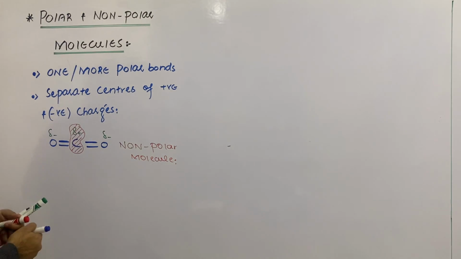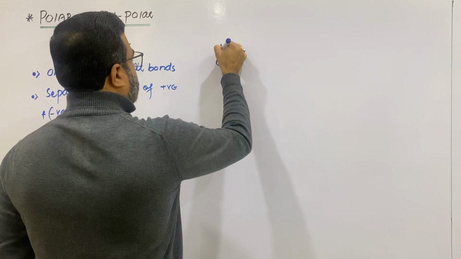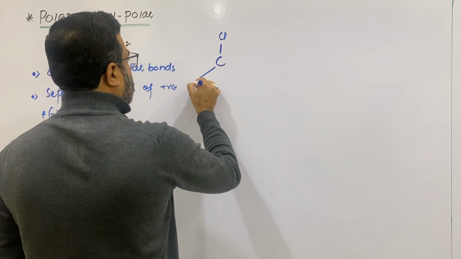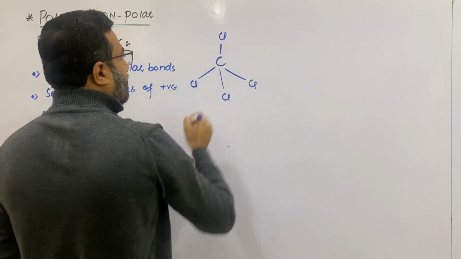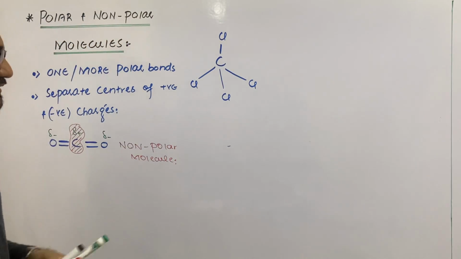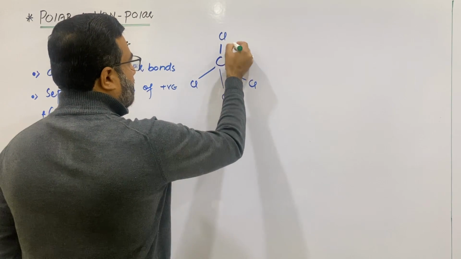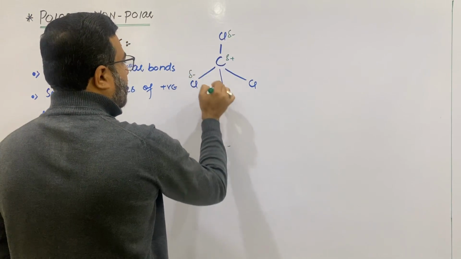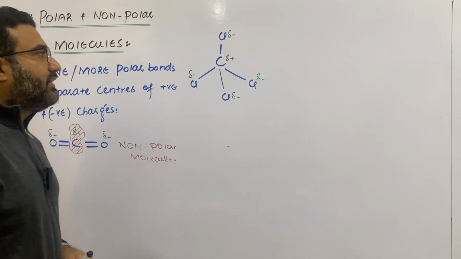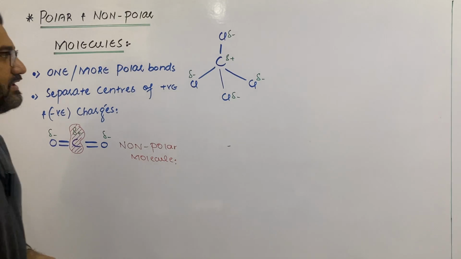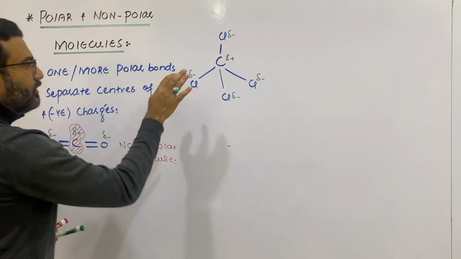Similarly, let us see another example in which we have carbon tetrachloride. Now again, due to the difference of electronegativity between carbon and chlorine, all four bonds are polar bonds. Chlorine being more electronegative will get delta negative charge and carbon being less electronegative will get delta positive charge. Now my dear students, the first condition is again satisfied. It has four polar bonds.